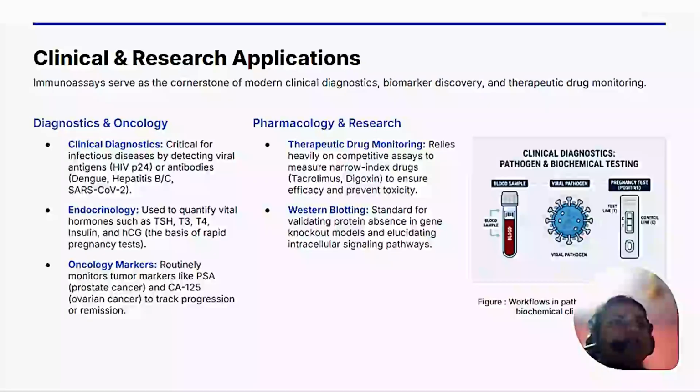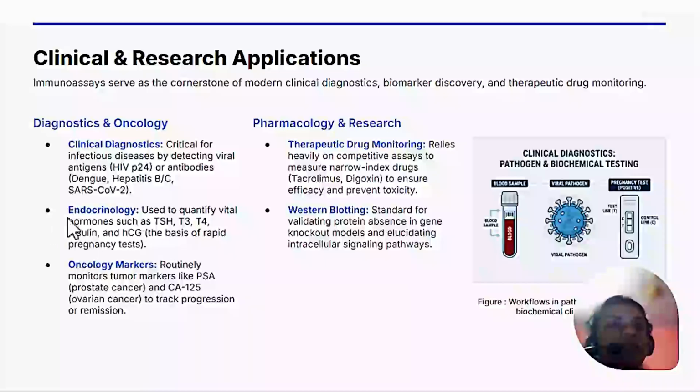The clinical research application of all these immunoassays is that they are generally used for diagnostic and oncological processes. You can do any kind of critical clinical diagnosis. Any disease, any antigen can be detected, whether it's HIV or hepatitis or dengue or even COVID SARS virus. So you just have to be sure about the antigen and antibody reaction here.